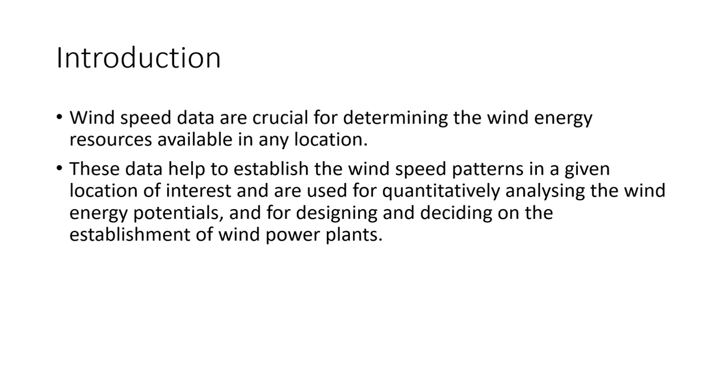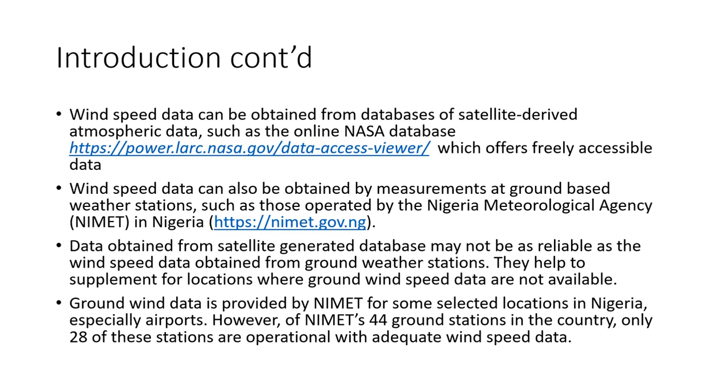Introduction. Wind speed data are crucial for determining the wind energy resources available in any location. These data help to establish the wind speed patterns in a given location of interest and are used for quantitatively analyzing the wind energy potentials and for designing and deciding on the establishment of wind power plants. Wind speed data can be obtained from databases of satellite-derived atmospheric data, such as the online NASA data, which offers freely accessible data.